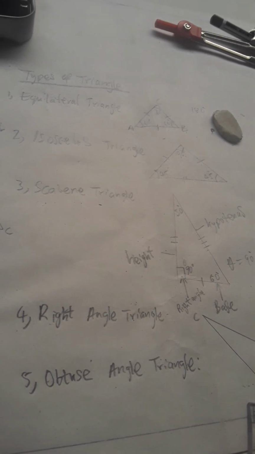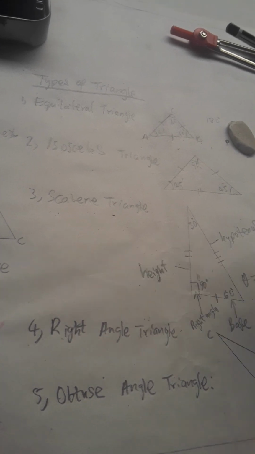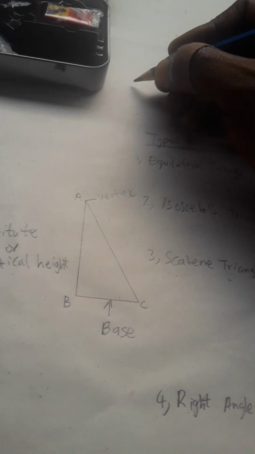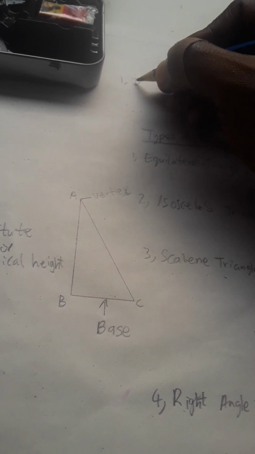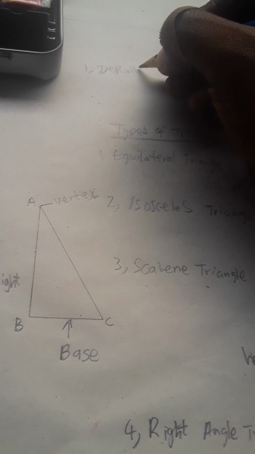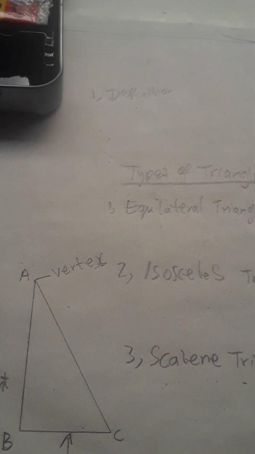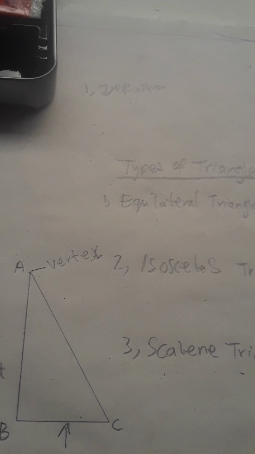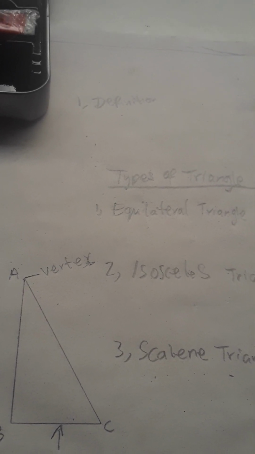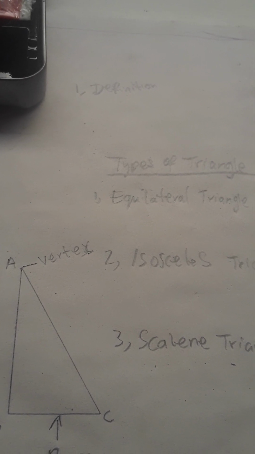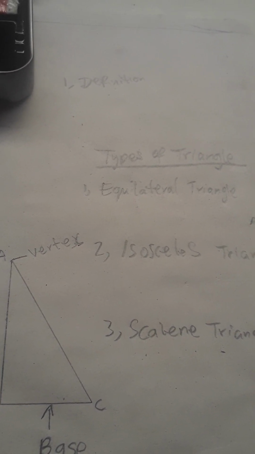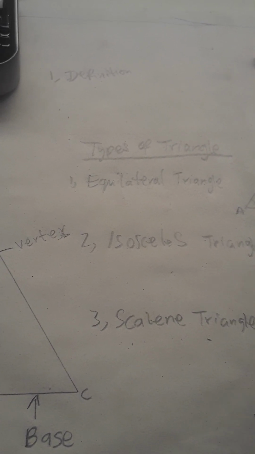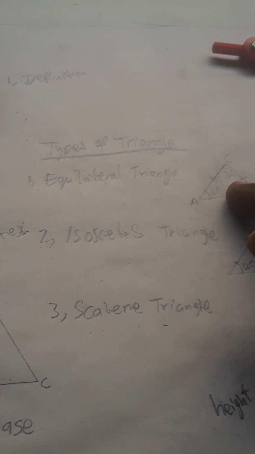Now we want to look at the third subtopic. Remember when we started, we said something about the definition of triangle. That's number 1. I told you, as earlier said, a triangle is a plane figure bounded by 3 sides. A plane figure bounded by 3 straight lines. So that's what I told you a triangle is. So a triangle is a plane figure bounded by 3 straight lines.